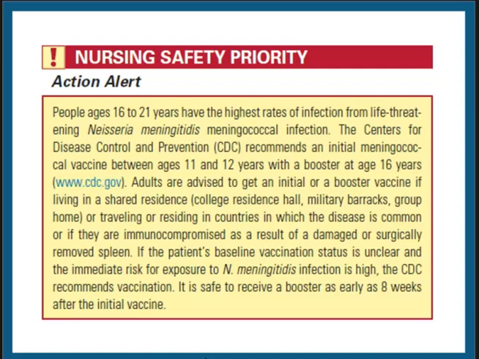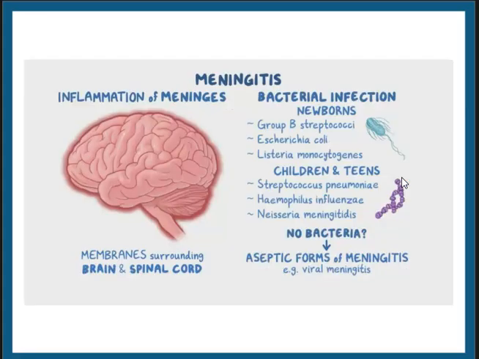So your action alert that came from the book, the biggest things that you want to know are people ages 16 to 21 are high risk, as well as the elderly. Anybody living in shared dormitories or close living encounters. And when you do vaccinate, initial vaccine in middle school, ages 11 and 12, and then they get another booster at 16.